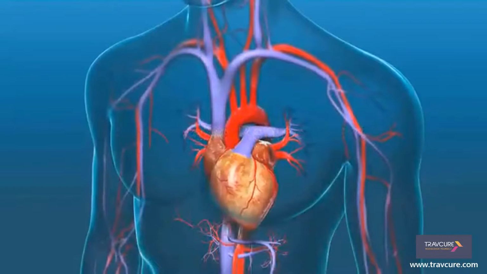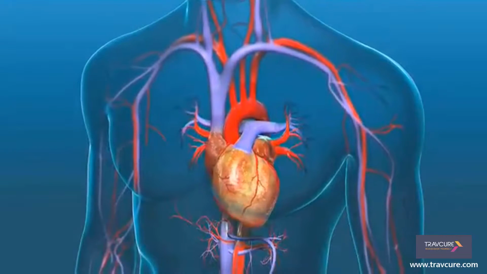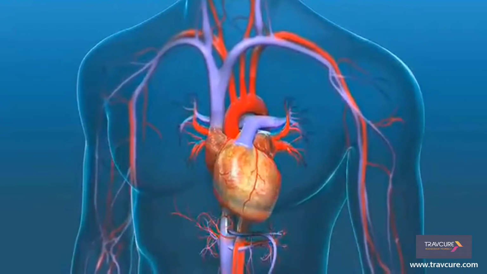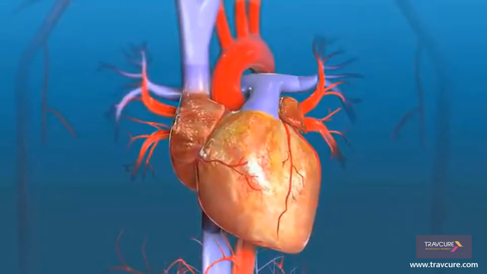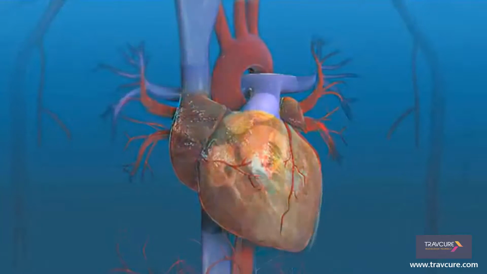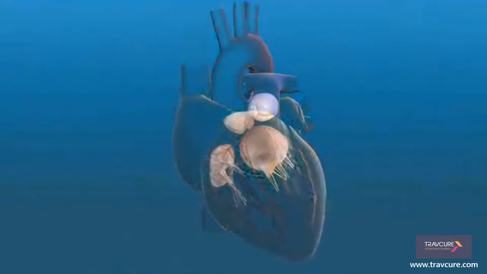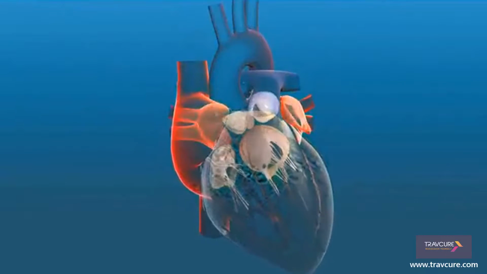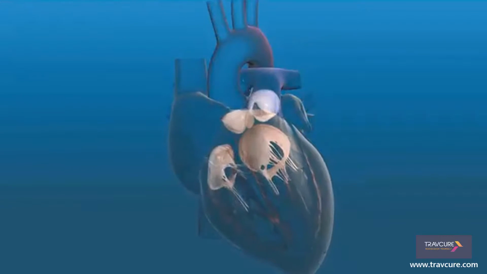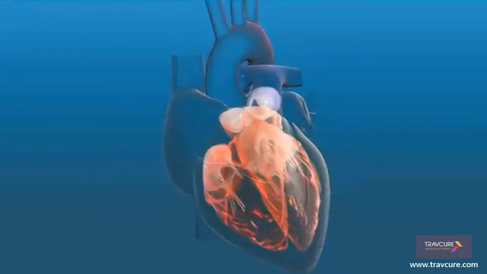Your surgeon will perform an aortic valve replacement if your aortic valve is not functioning properly. The heart is a muscular organ that pumps blood through the body. It consists of 4 chambers. The upper chambers are the right and left atria. The lower chambers are the right and left ventricles.